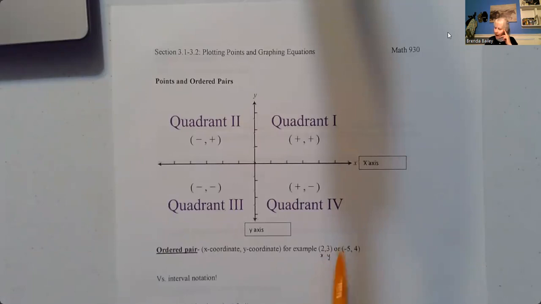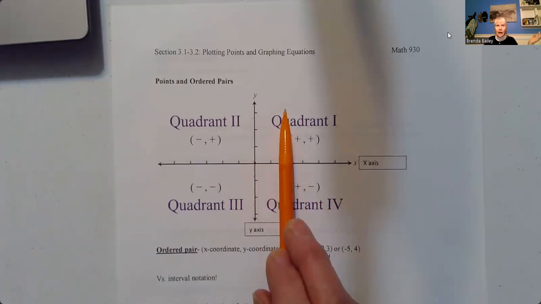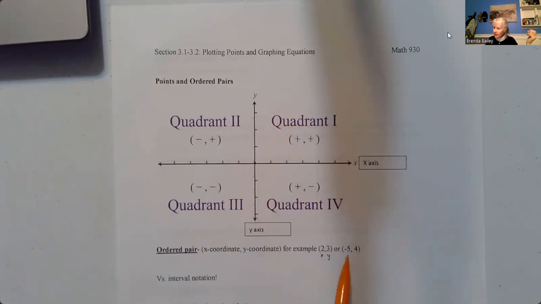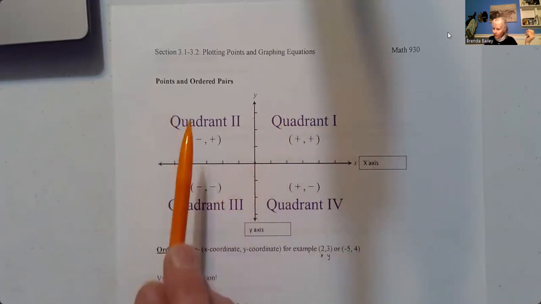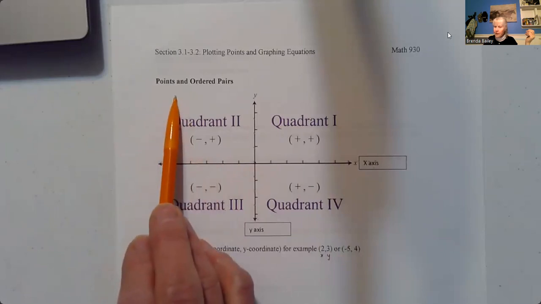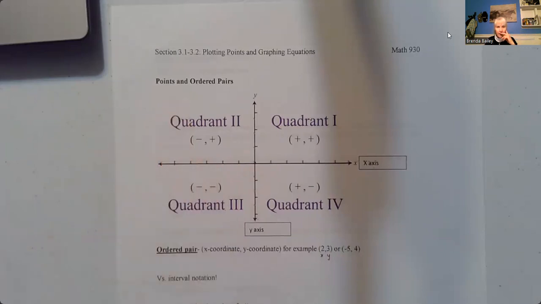So in order to graph this, you would go 2 on the X, 3 on the Y, and it would be in the first quadrant. So going up here, you'd go 2 on the X, 3 on the Y, and your point would be in this first quadrant. This one, -5 on the X, 1, 2, 3, 4, 5, and 4 on the Y, up 4. I don't have a 4 up here, but it would be in this second quadrant right up here. So these are called ordered pairs.